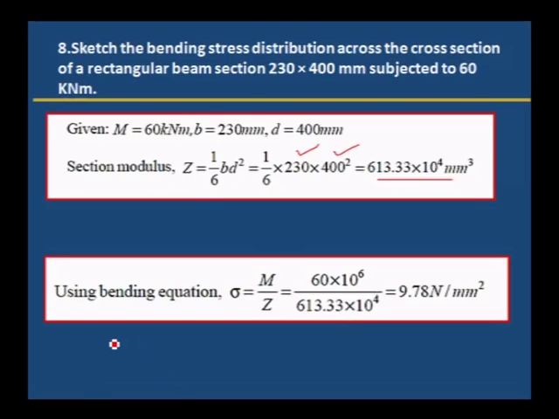Once you know the Z value, calculate sigma. Sigma is equal to M by Z, or M is equal to Z into sigma. Using this relationship, M is given as 60 kilonewton meter, which we convert into Newton mm, divided by the Z value, 613.33 into 10 to the power of 4, from which we will get the value of 9.78 newtons per mm square as the sigma value.